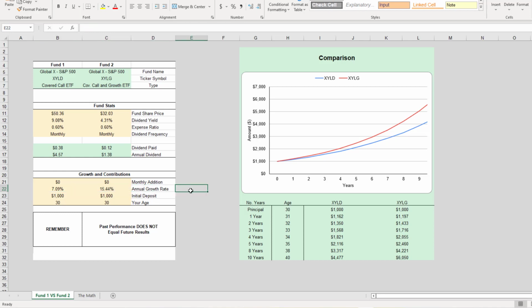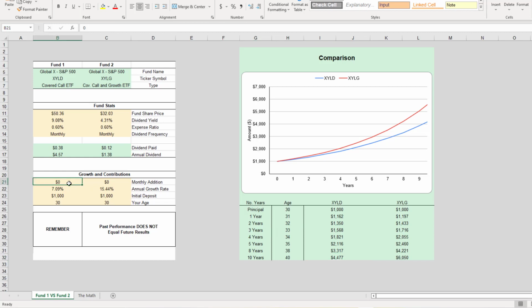So let's go ahead and compare these two funds and see what fund you would rather invest in. What would be more advantageous for you? With all of these numbers in here, exactly how they are from Seeking Alpha, we can see that XYLG, the growth fund, currently in this bull market for the S&P 500, is outperforming XYLD. If this bull market continued, we would have more money after 10 years in our XYLG fund than in our XYLD fund if all numbers stayed the same.